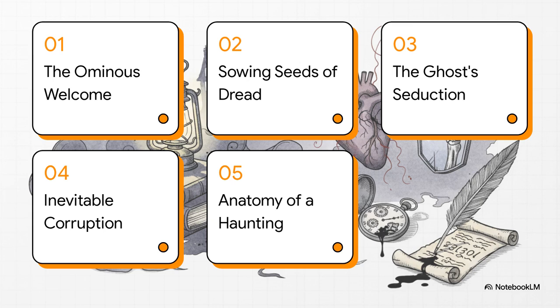Okay, so here's the game plan for how we're gonna break this down. We'll kick things off with that ominous welcome and see how the whole stage is set. Then, we'll get into the first really strange stuff in sowing seeds of dread. After that, we'll look at how the ghost starts to zero in on its victim in the ghost's seduction, which, as you can guess, leads to the horrifying climax in the inevitable corruption. And then we'll wrap it all up, put it all together in the anatomy of a haunting to really see what makes this scary story tick.